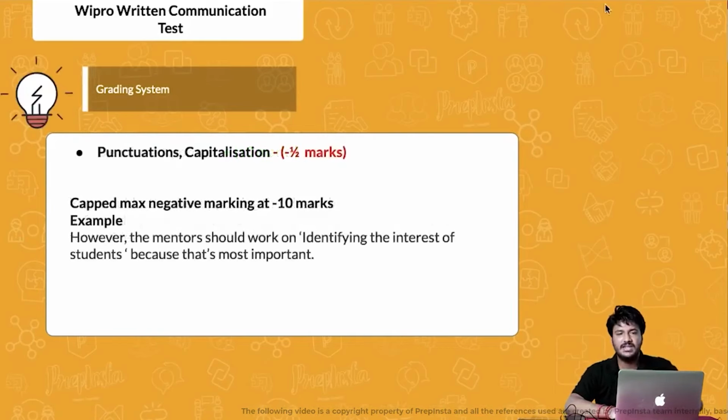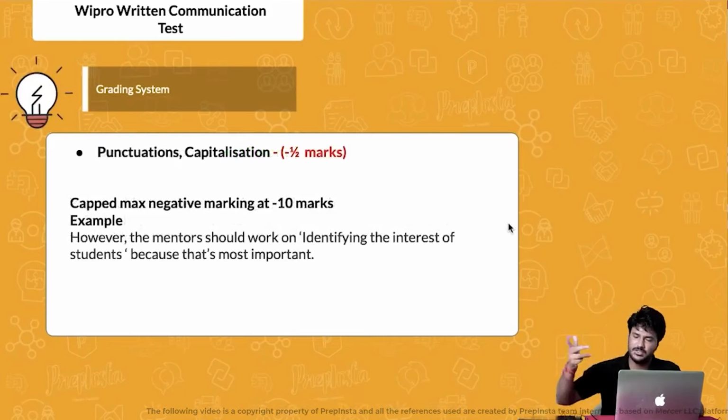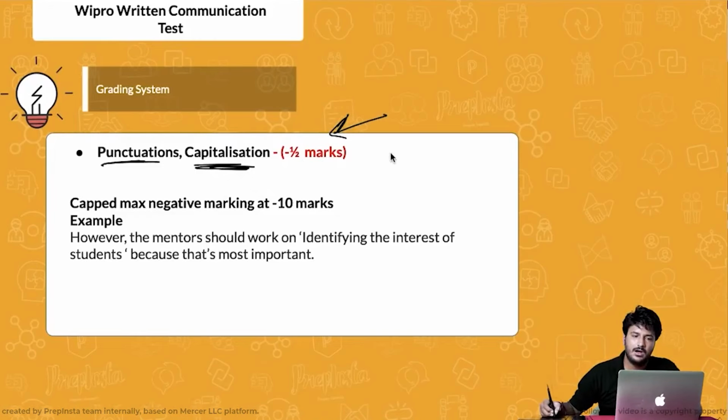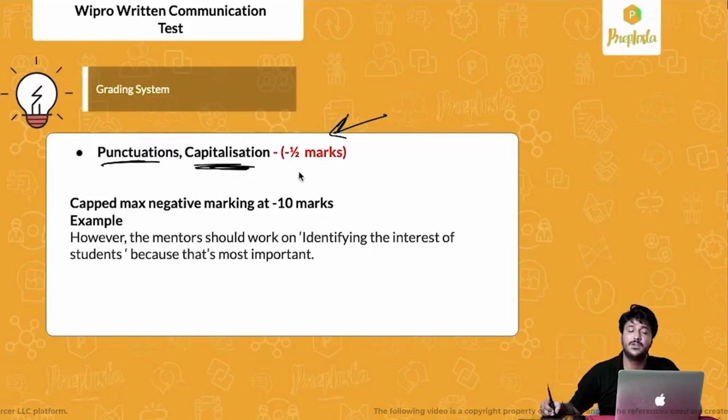The next thing is the most important, and it is one thing that you cannot ignore. Here the next important thing is the punctuation and the capitalization. Basically it is negative marking. They do not give you any positive marks, but they will give you negative marks if you make any error.